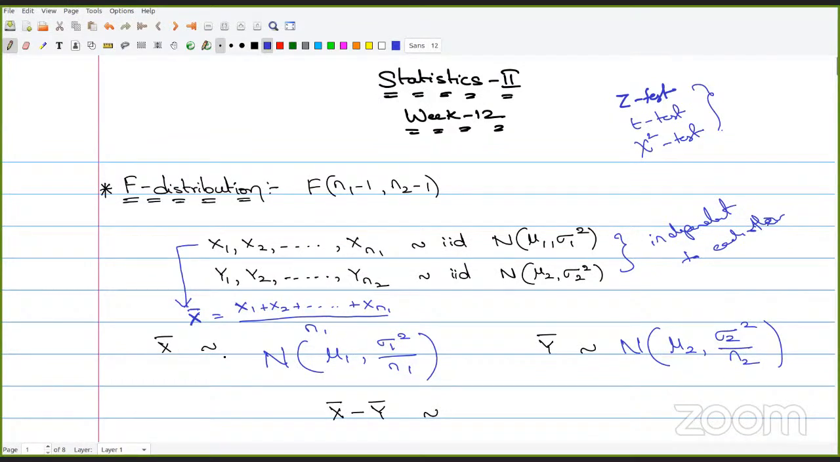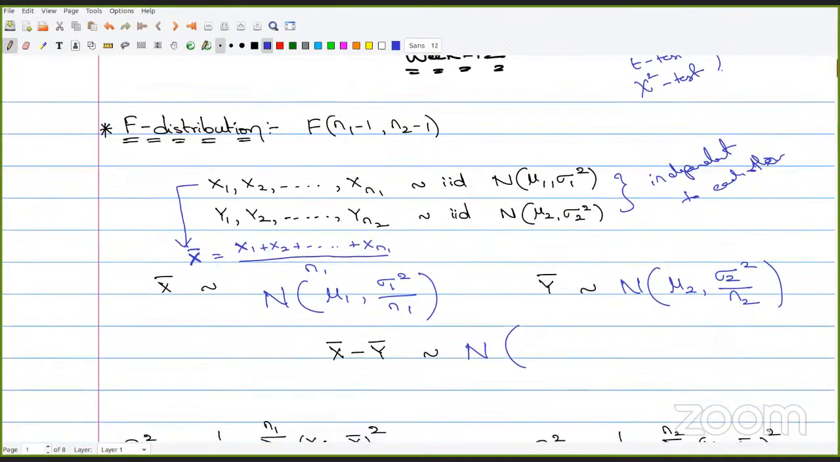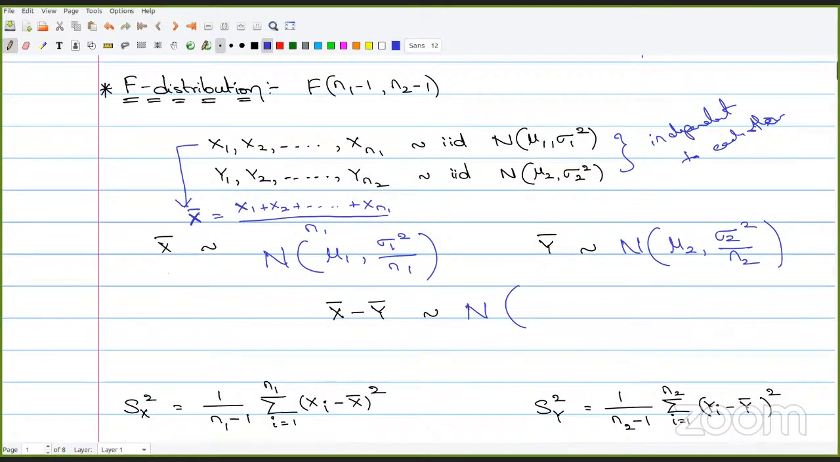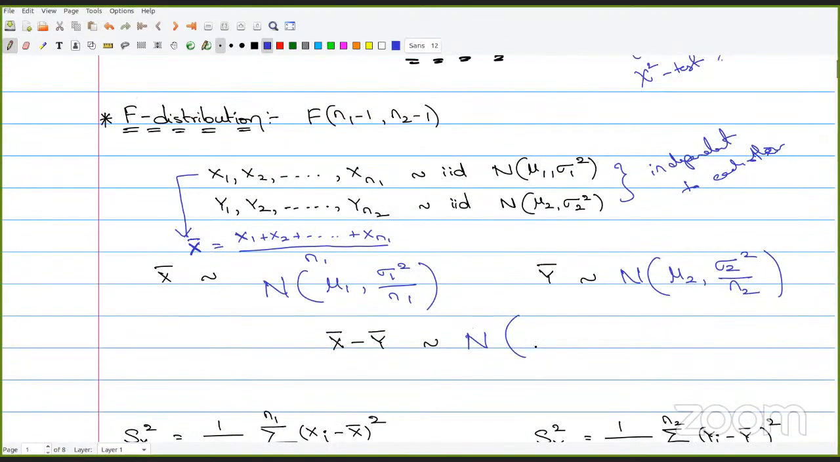Now we know this particular distribution and this particular distribution. What will be the distribution of x bar minus y bar? It is normal with mean mu1 minus mu2, and the variance will be sigma 1 square by n1 plus sigma 2 square by n2.